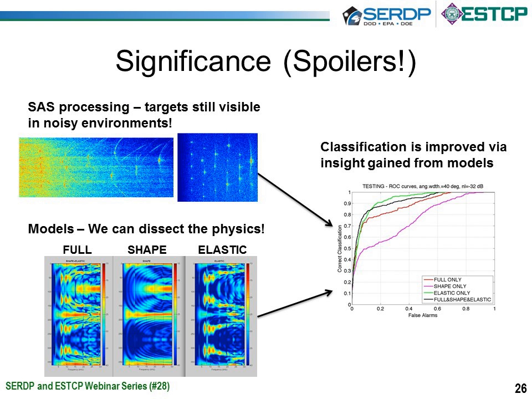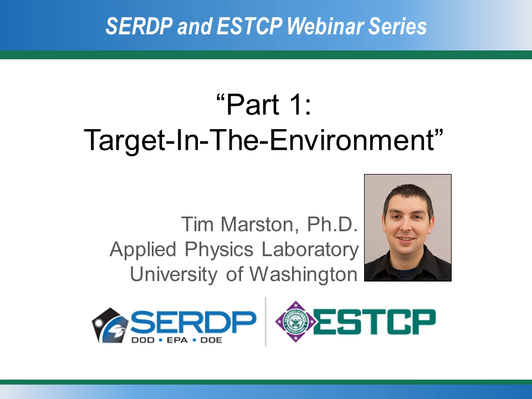So here's the spoilers that I promised to show you. What you're going to see in the next 2 talks is number 1, SAS Processing is a great tool. You're actually able to see targets in very noisy environments. Number 2, the models, we've been able to use these to dissect the physics. And it's the interplay of these two together that are allowing us to come up with better classification methods, which you can see the results in the right side there. So with that, I'm going to turn it over to Dr. Tim Marston, who's going to take you through the target and environment response.